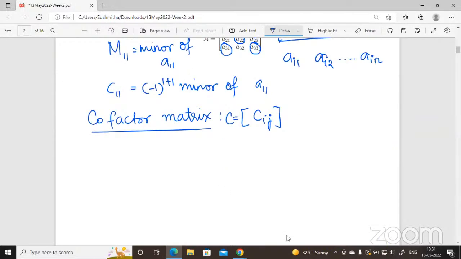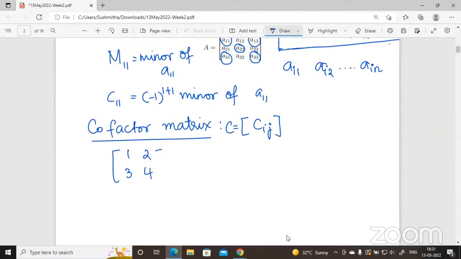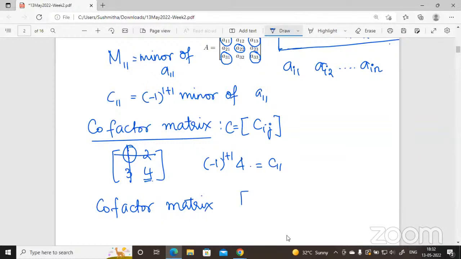Let's take a simple example, 2 cross 2. In the 2 cross 2 case, what is the cofactor of this entry? 4. So it's minus 1 power 1 plus 1 into this entry. This is C11. So my cofactor matrix will be 4, minus 3, minus 2, 1. For 2 cross 2, it's easy, right? You just interchange the diagonal entries, and for the off diagonal entries, you change the sign.